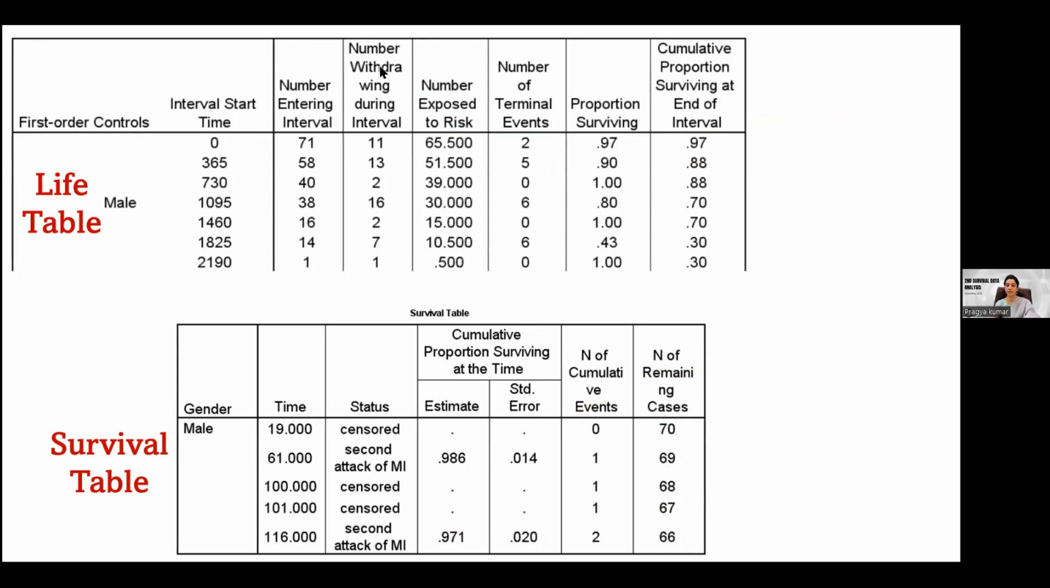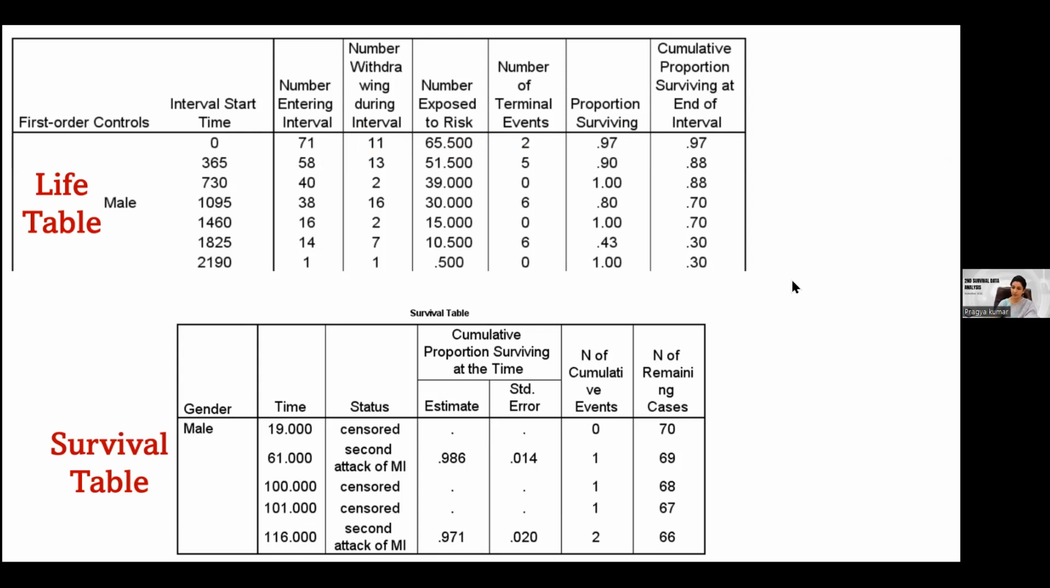So remember, this is the life table. This is the same life table which I have shown in the demonstration. And there you have seen that this was the 11 number. So this 11 was the withdrawal. And that's why I have deducted 5.5 from the denominator. And that's how I have calculated the survival.